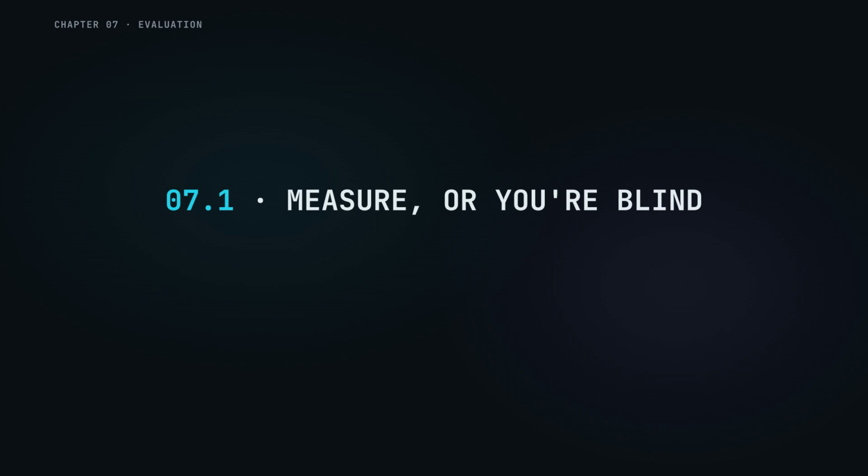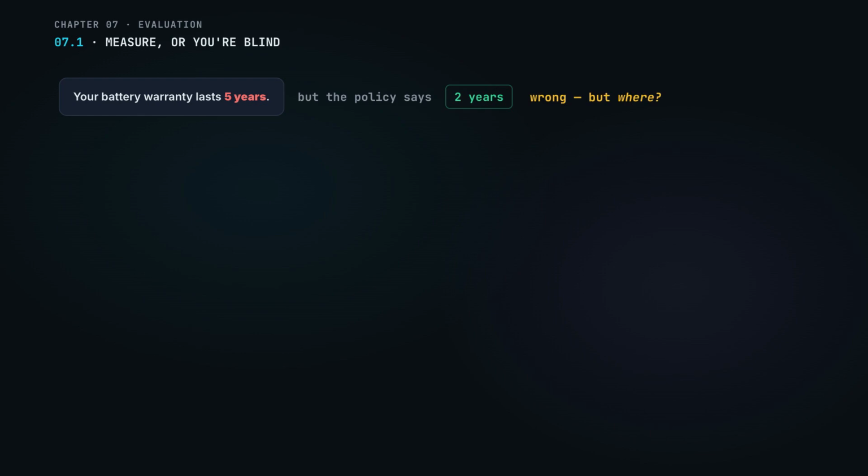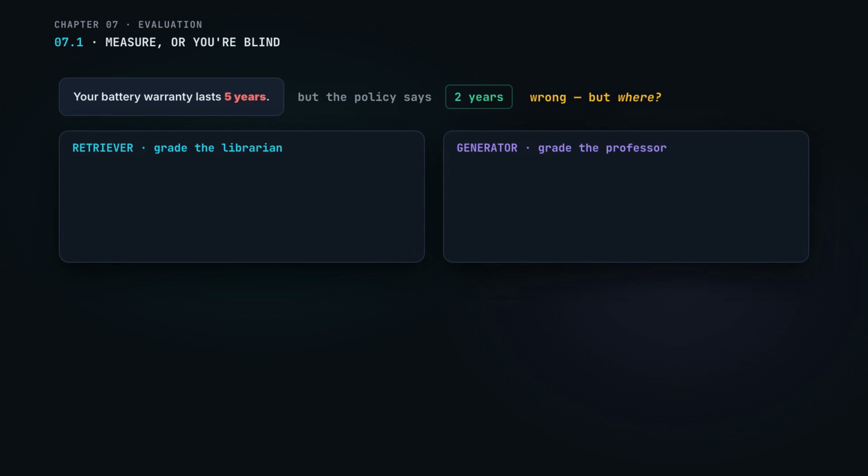Section 7.1. Measure or you are blind. Voltride's assistant confidently tells a customer, your battery warranty lasts 5 years, but the actual policy says 2, so the bot is wrong. The real question is, where did it go wrong? Was it the librarian or the professor? To answer that, RAG evaluation breaks the score into 4 separate numbers. The standard vocabulary here is a framework called RAGAS, and the 4 numbers split cleanly into 2 teams. 2 of them grade the retriever, and 2 grade the generator.